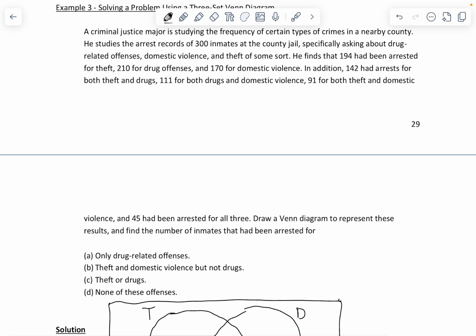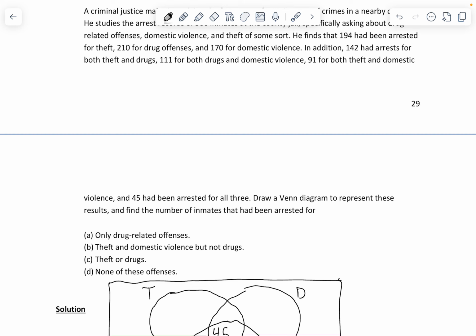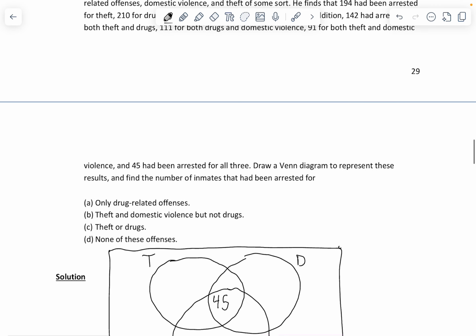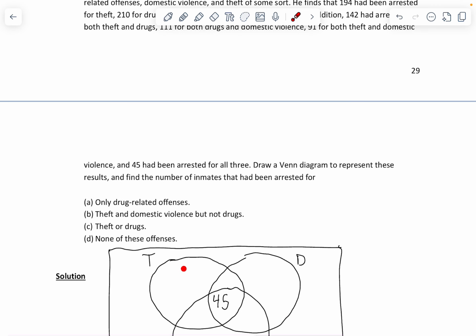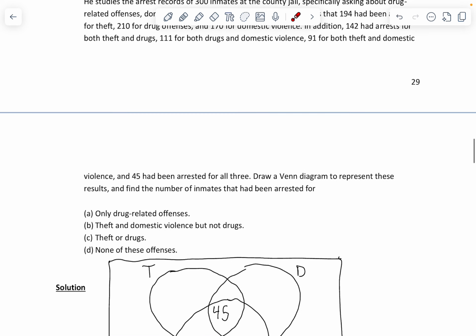Okay, 170, sorry. Okay, then he said 142 had arrests for both theft and drugs. So that is where these 2 circles overlap. That basically means this region plus this region has to add up to 142.